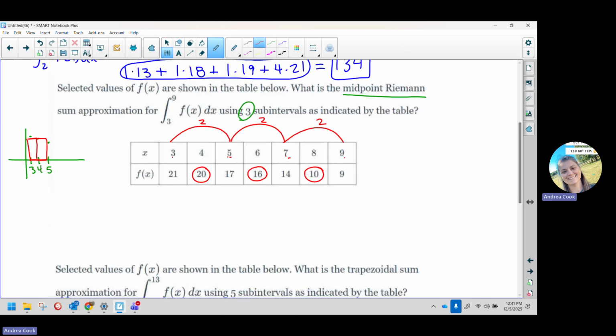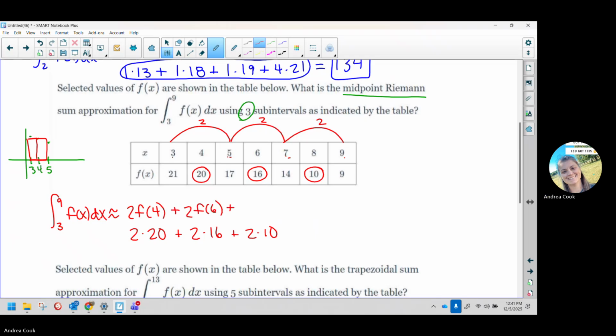So let's write this out. To approximate the integral from 3 to 9 of f of x, it's going to be 2 times 20 plus 2 times 16 plus 2 times 10. But then using function notation, it's 2 f of 4, 2 f of 6, and 2 f of 8. And what do we get? 92. 92 is correct.